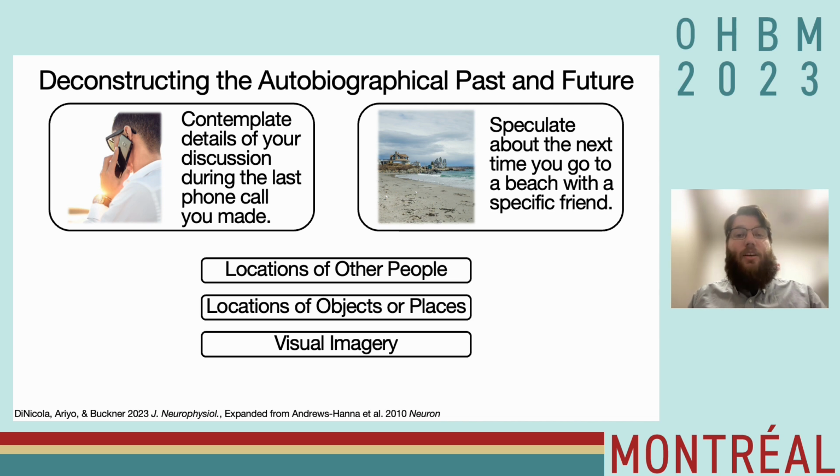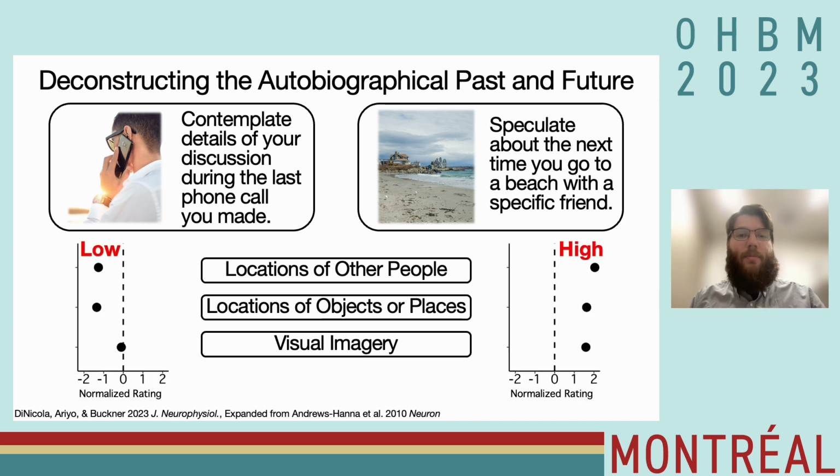We then asked a large number of online participants to answer these exact same questions, and then immediately afterwards report how much they thought about spatial information, like how much they thought about the locations of other people, the locations of objects or places, or about visual imagery more generally. And we found that the extent to which participants considered these spatial features varied significantly even between questions designed to engage the same cognitive process.